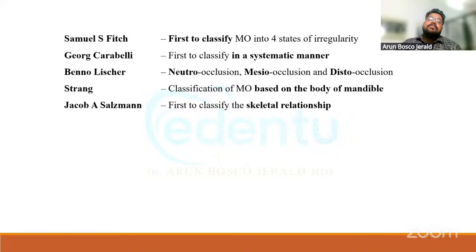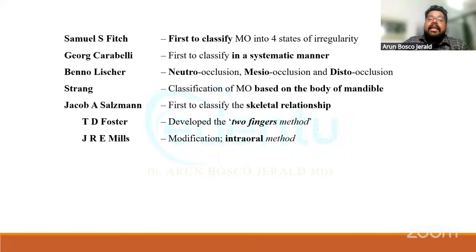And the skeletal classification, the extraoral technique, was put forward by T.D. Foster, and the technique is called the two fingers method. And later, because of the disadvantages of Foster's method, because of the thickness of the soft tissue lip, J.R.E. Mills is the one who modified this two fingers method into an intraoral method.